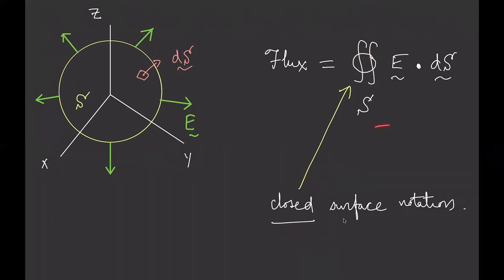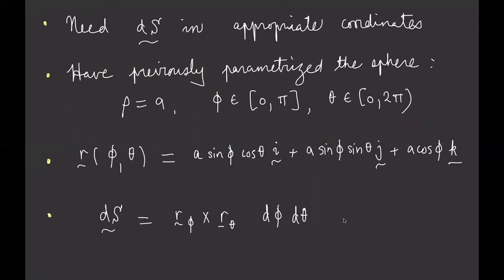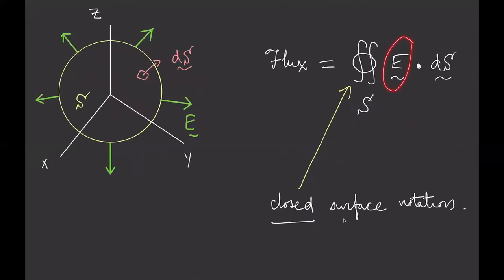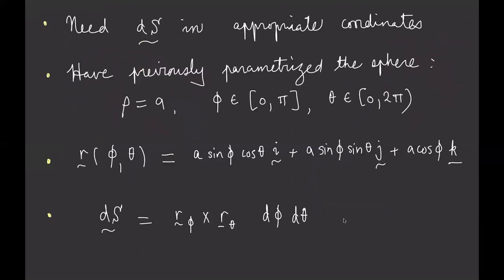So the flux in this case is that, right? So that's just sort of notation. Okay, so how do we need to do this, right? So we need to calculate this, and we need to calculate this. Now you might remember that this dS is sort of the complicated beast. So we need to figure out what this dS is in appropriate coordinates.